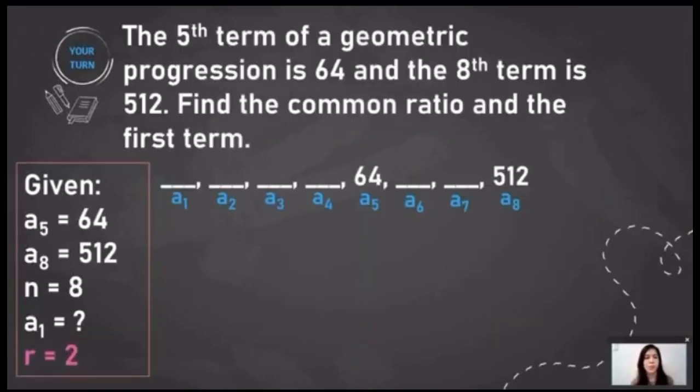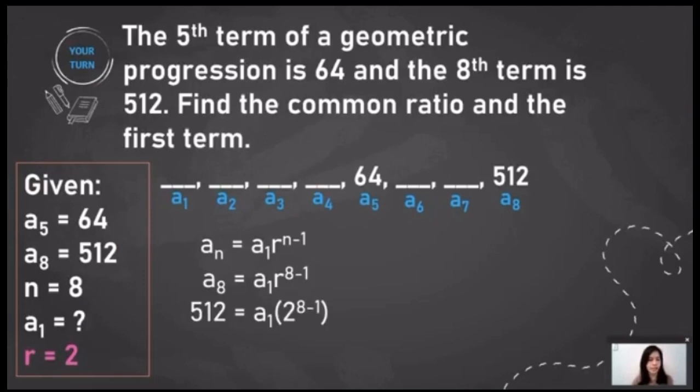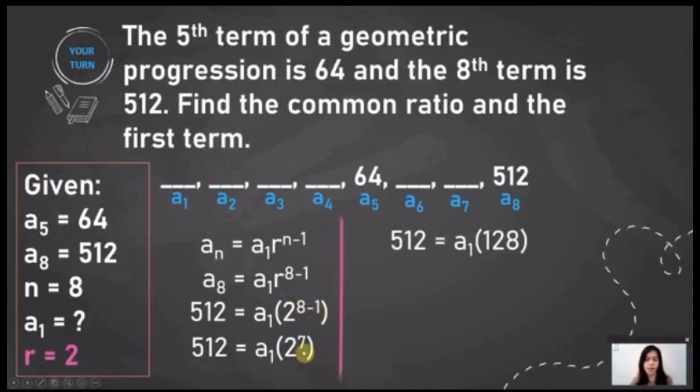Now, let's go back to the problem. Since we already have our common ratio, and we have our a sub 5 and a sub 8, we can now solve for our a sub 1, right? Let's use the formula again. Our a sub n is 512, copy a sub 1, and our r is 2, copy 8 minus 1. 8 minus 1 is equal to 7. Now we have 2 raised to 7. 2 raised to 7 is 2 multiplied by itself 7 times, that's 128.